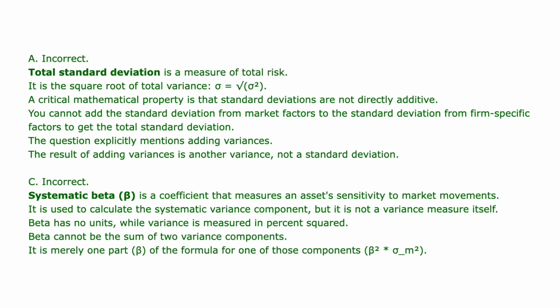Option A. Total standard deviation is the square root of total variance. Standard deviations are not additive. You cannot add them to get total standard deviation. The question asks about adding variances. Option C. Beta is a sensitivity coefficient, not a variance measure. It has no units and cannot be the sum of two variance components.